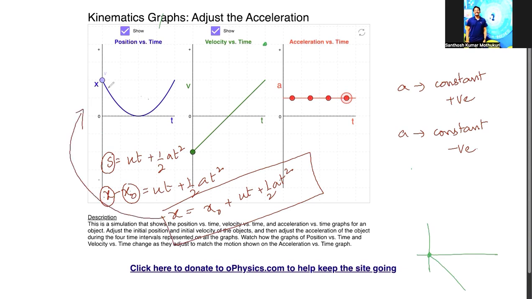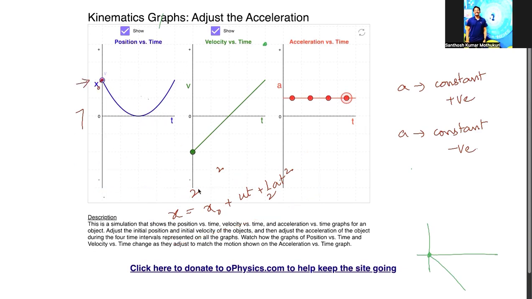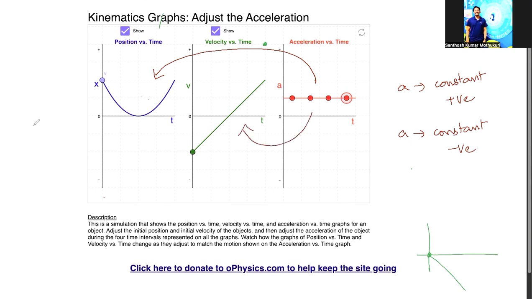If you have any questions about that, you can put the values in GeoGebra and check this parabolic curve. Graphs are most important. Whenever you have an acceleration versus time graph, which is uniform acceleration, the position time graph looks like this. And obviously the velocity time graph is linear. This is an important thing.